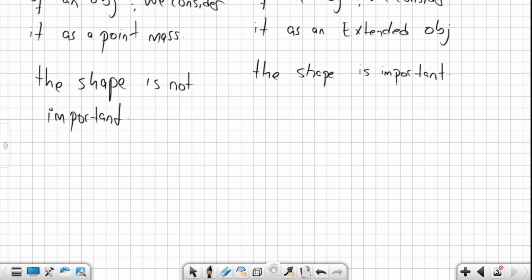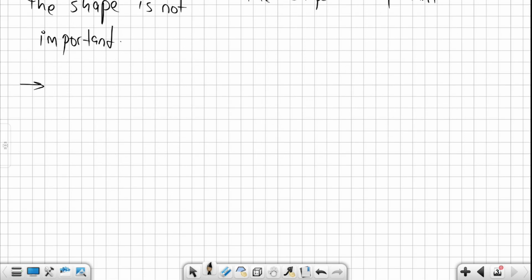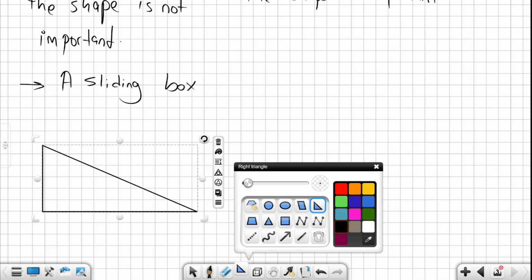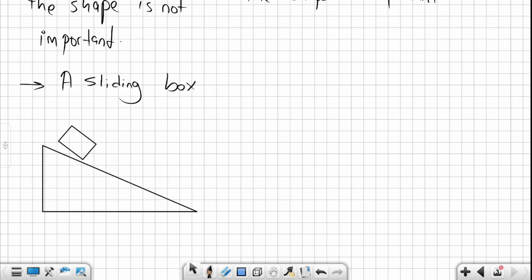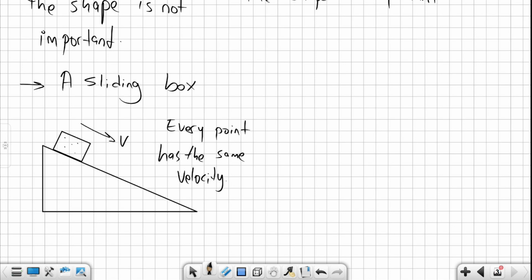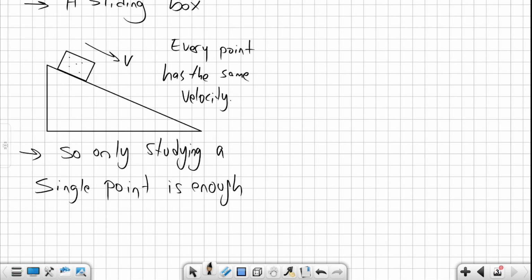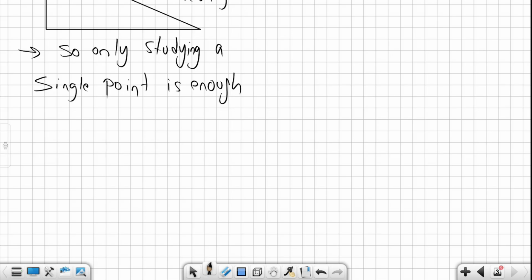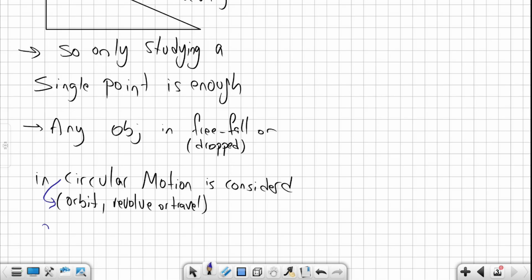Examples for these two are, for this one, a sliding box. Let's have an incline and we have a box. We choose multiple points on this box and slide down. We see that every point will have the same velocity. So if I study the motion of a single point, it will be correct for all other points. Any object that is in free fall or in circular motion is considered as a point mass.